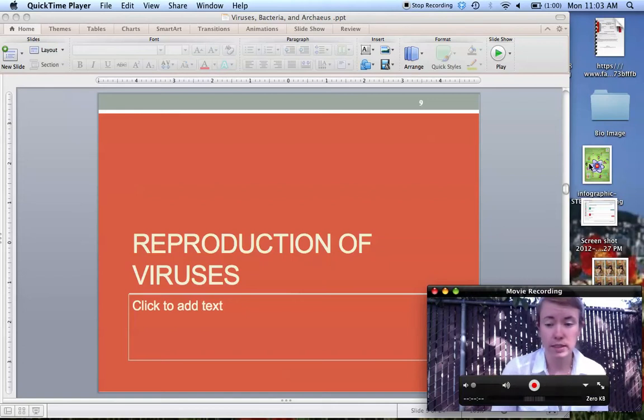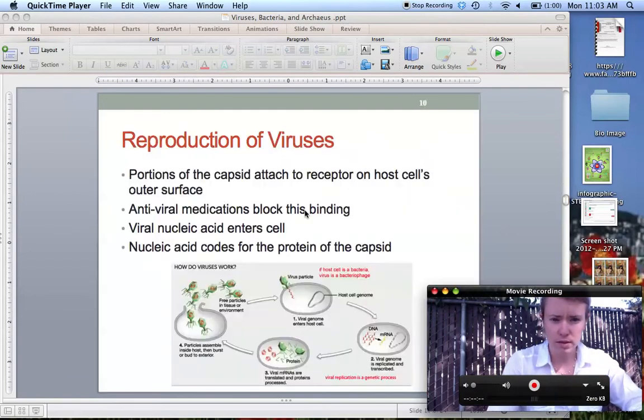So now that we've covered what a virus is, its structure, and everything like that, let's talk about how it actually reproduces. This is the confusing part about viruses. So how viruses work is they are made of protein and DNA or RNA, and what happens is the capsid goes and attaches to the host cell. And so here we have our virus.